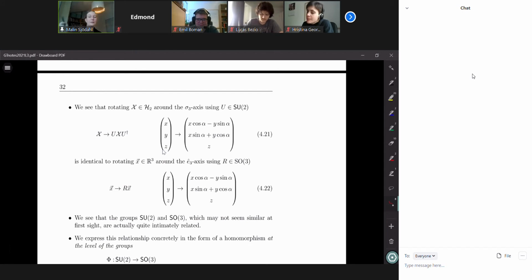So from this we conclude that the groups SU2 and SO3, which may not seem so similar at first sight, are actually quite closely related. So we have seen it before at the level of the algebra, because we had essentially the same algebras, they were one-to-one, and we had the same commutator relation for the generators. But now we have found that we can actually find a map between the groups. So let's now have a look at the properties of this map.